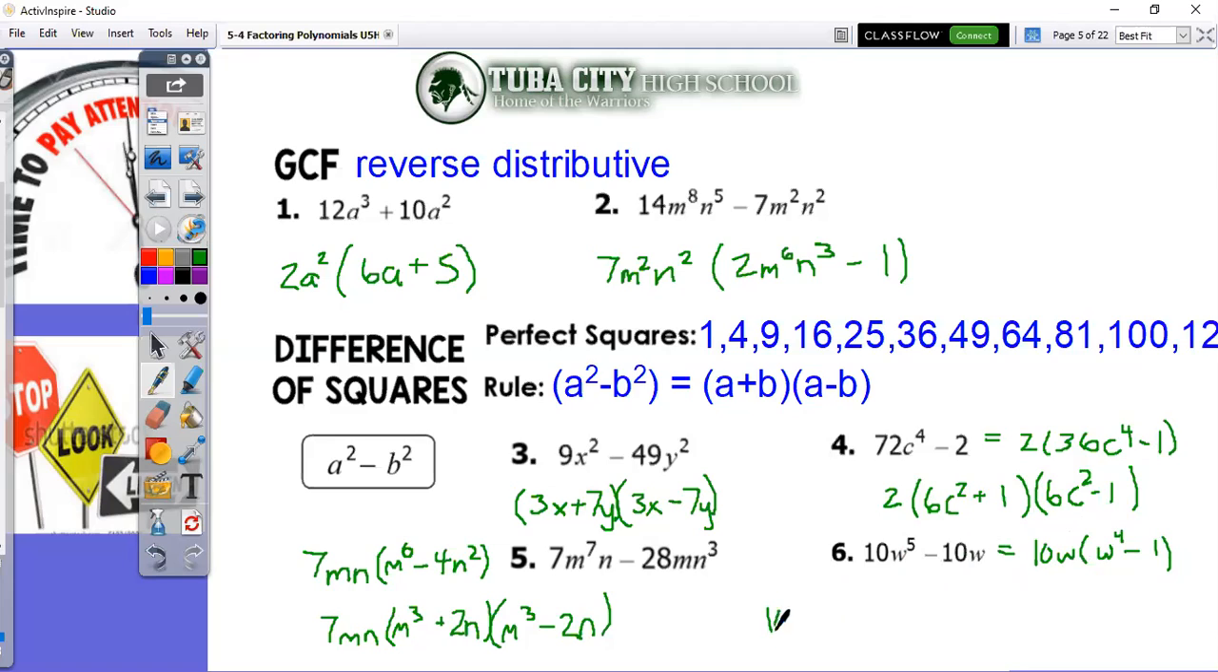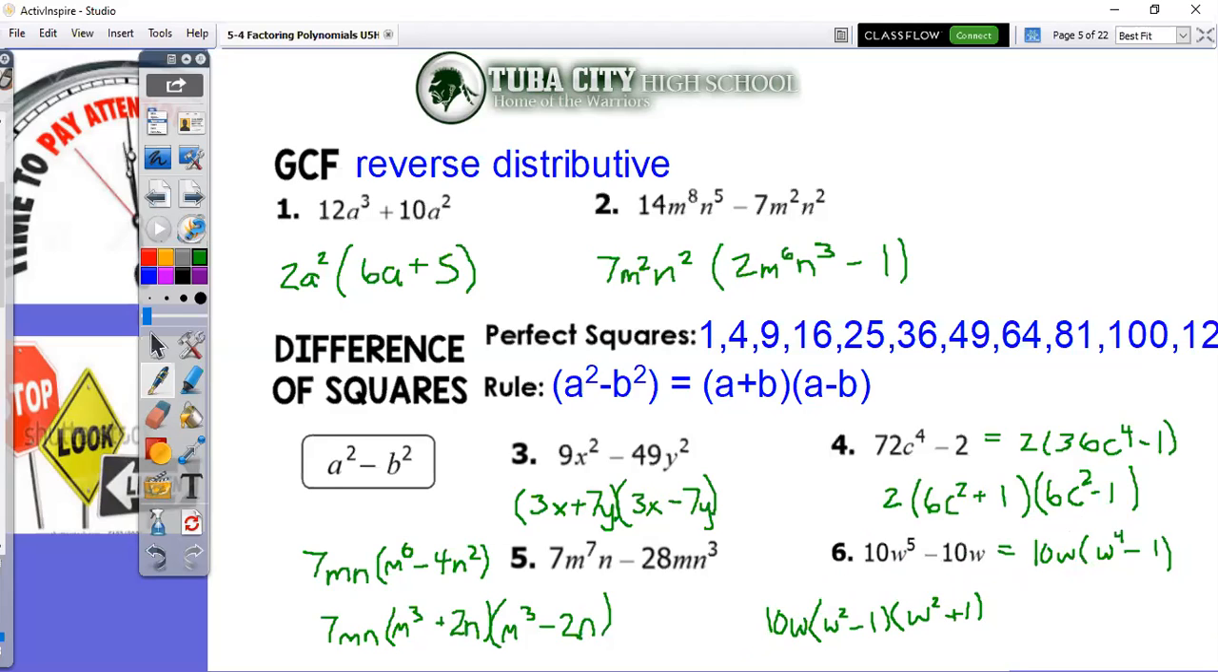So don't forget the first number. So I'm going to put the first number here. Okay, I just wanted to make sure that I was clear about taking out the first number and putting it out front. So w square minus 1 and w square plus 1.